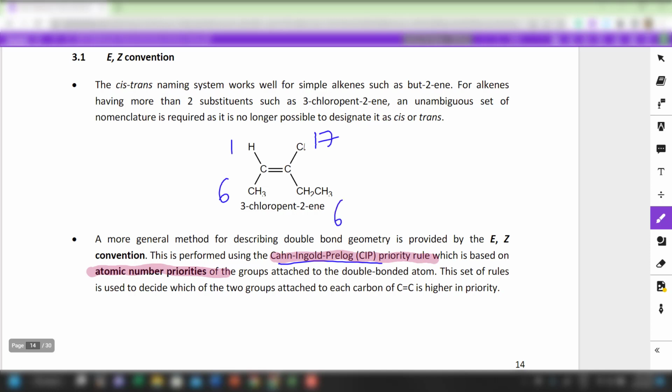Okay, now you might be wondering, the carbon both are 6, then how? What shall we do? Shall we sum up the atomic number, or shall we move on to the atomic mass? Okay, so that's what we'll discuss later on.